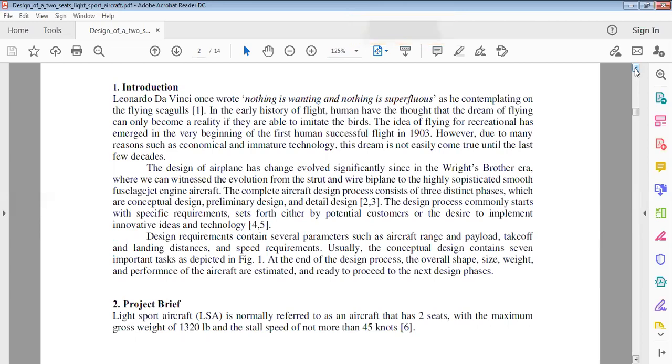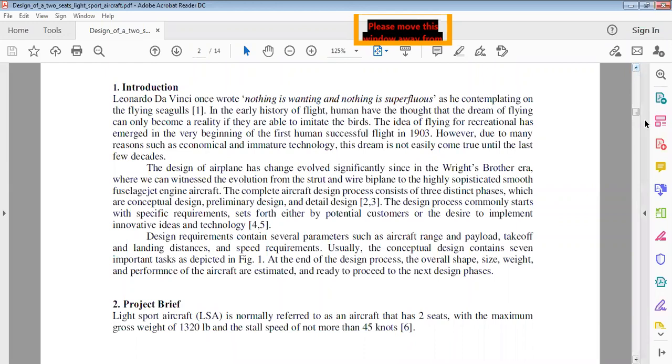in the previous section. Today we are here to discuss the two-seater light sport aircraft, how to design an aircraft by taking up a design example. Okay, so in this introduction just look into how the process goes.